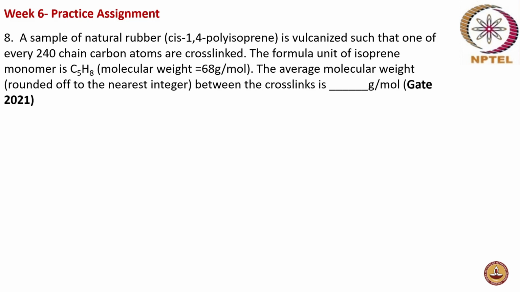So what have they given? They've given vulcanized natural rubber, and that there are 240 carbon atoms between crosslinks. Vulcanization causes cross-linking of natural rubber. You know that, right? Yes. Now they have given that there are 240 carbon atoms in the chain between two crosslinks, the formula unit of isoprene and its molecular weight. Now we have to find the average molecular weight between the crosslinks. So how do you do that? Any thoughts?